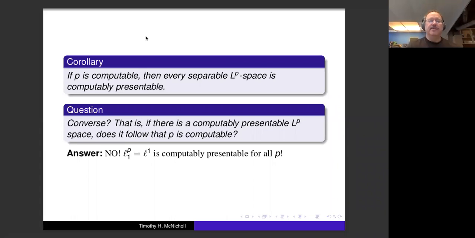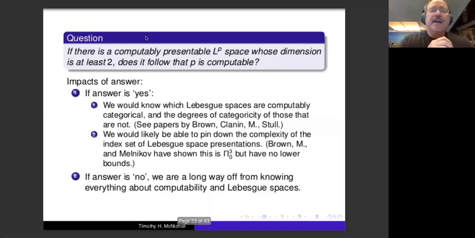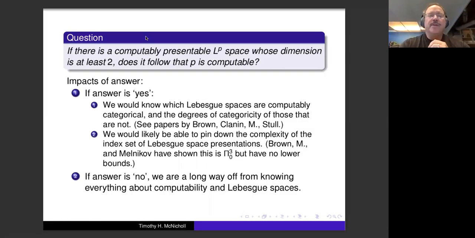A few moments of reflection reveal the answer is no. Little l^p 1 is the same thing as little l^1, so it doesn't matter what p is. Little l^p 1 is a computably presentable space. So in future, we rule out that sort of thing, and we insist everything have dimension at least 2. Let's rephrase our question now. If there's a computably presentable L^p space whose dimension is at least 2, does it follow p is computable? I think the answer is obviously yes, but I'm not sure that's right. In fact, I tend to think it's actually wrong. But let's just think through what some impacts of this answer are.